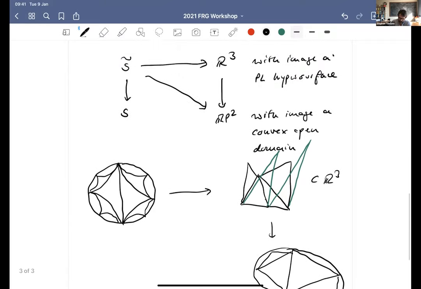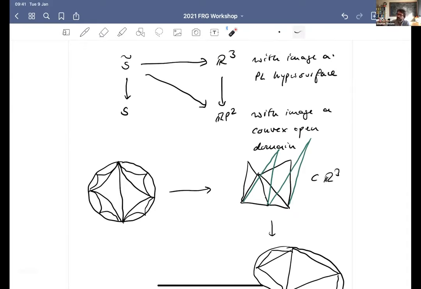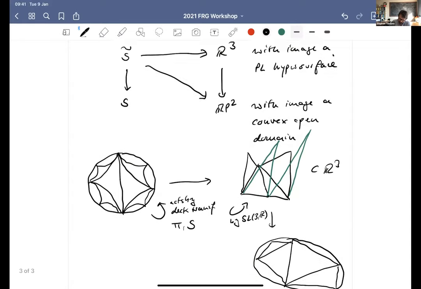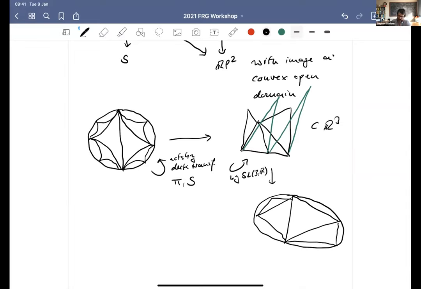Good. So this is this picture, but then the other thing is, we talked before about the action of SL3R. In fact, any two triangles with the same coordinates, with the same invariants, are related by a unique element in SL3R. So what I get is, I have this action here, the fundamental group of S acts by deck transformations. And here I get an induced action by SL3R. In particular, I get a discrete and faithful homomorphism rho from pi 1 of S into SL3R.